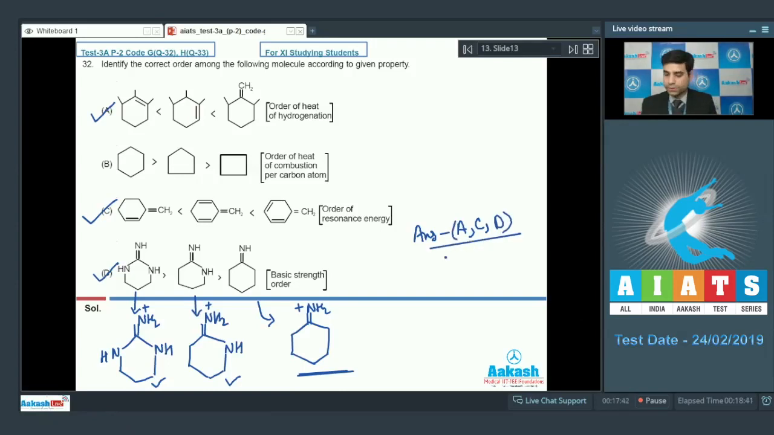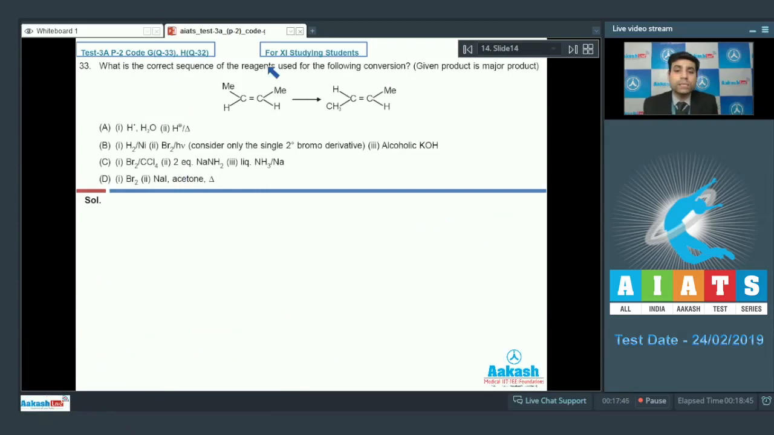Now, let's move to the next question. This is the next question we have. It says, what is the correct sequence of reagents used for the following conversion? Students, here we have cis alkene which converts to trans alkene. So if I consider this order H plus and H2O, here addition of water will take place and then H plus heated. So on heating, this will give us elimination. So first we are adding water, then eliminating water with an acid.